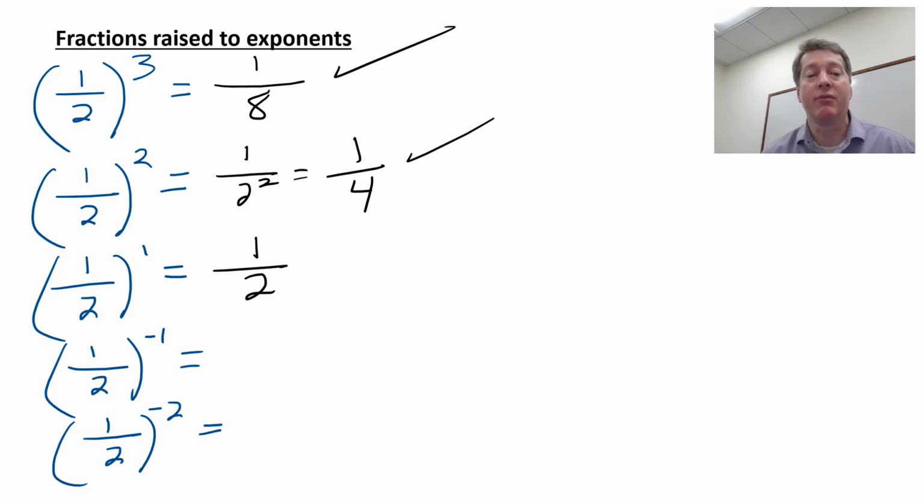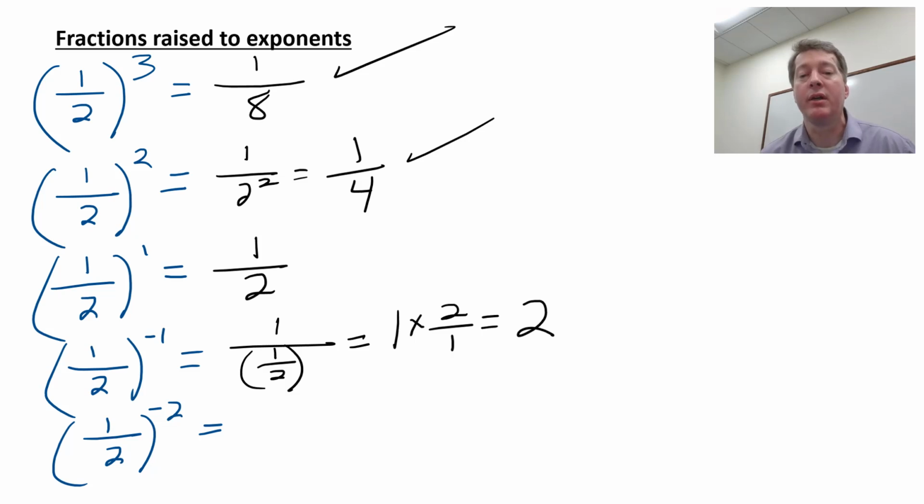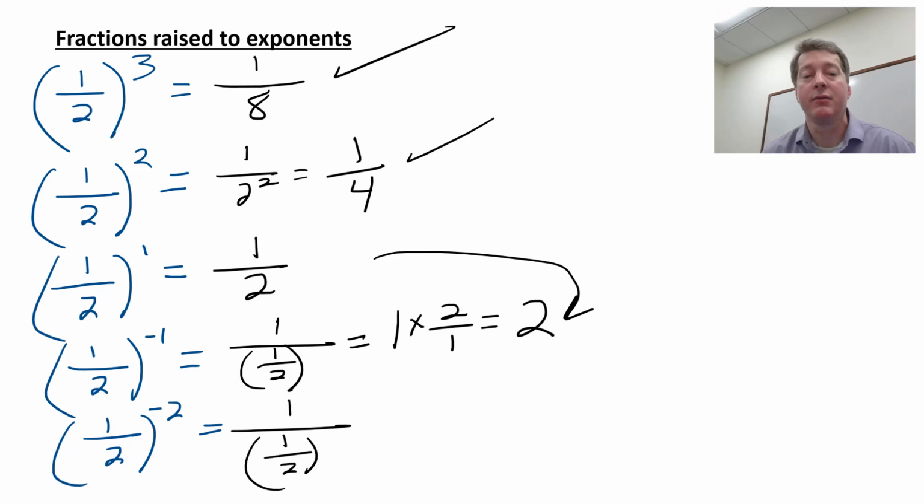How about 1/2 to the negative 1? So that is 1 over 1/2 to the positive 1. It's 1 over 1/2. Well, dividing by a fraction, remember that? That's the same as multiplying by the reciprocal of the fraction, the flipped over version of the fraction. So that is 1 times, not 1 over 2, but 2 over 1. That is 2. So 1/2 to the negative 1 is 2. So when you have a fraction raised to a negative exponent, the number actually gets bigger and not smaller. 1/2 to the negative 2, same as 1 over 1/2 to the positive 2. It's the same as 1 over 1/4.